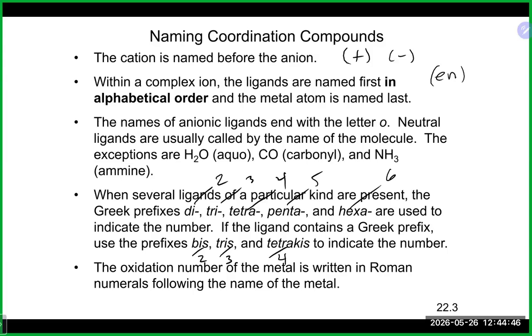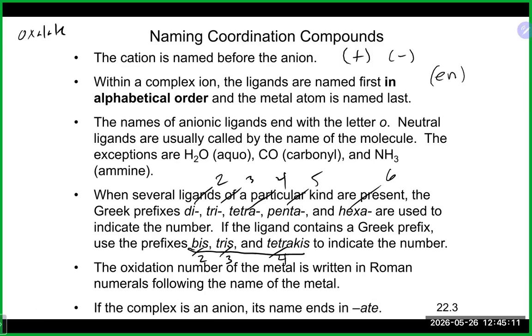I will say that sometimes people will use bis, tris, and tetrakis for oxalate if there's more than one. So sometimes people will use those for ones that are polydentate, bonded in multiple places, but oxalate is sometimes used that way as well. The number of the metal is written in a Roman numeral, and it follows the metal name.